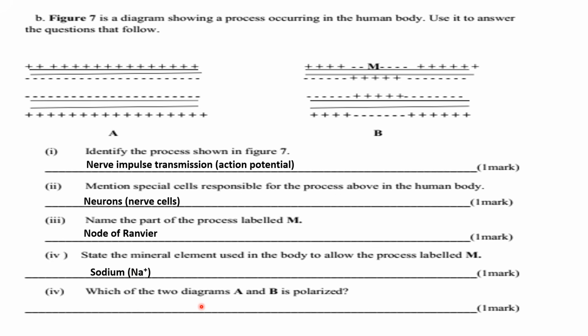Which of the 2 diagrams A and B is polarized? So the one that is polarized is the A. What that means is that the outer part is positively charged, the inner part is negatively charged. It has negative ions. So that makes it a polarized nerve, a polarized neuron, polarization.